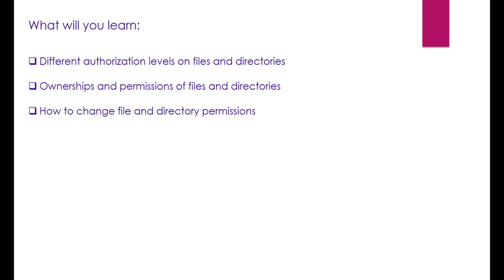In this session, we are going to look at different authorization levels on files and directories, ownership and permissions of files and directories, and we are also looking at how to change file and directories permission. In Linux, you can have two kinds of authorization on a file or a directory: ownership authorization and permission authorization.